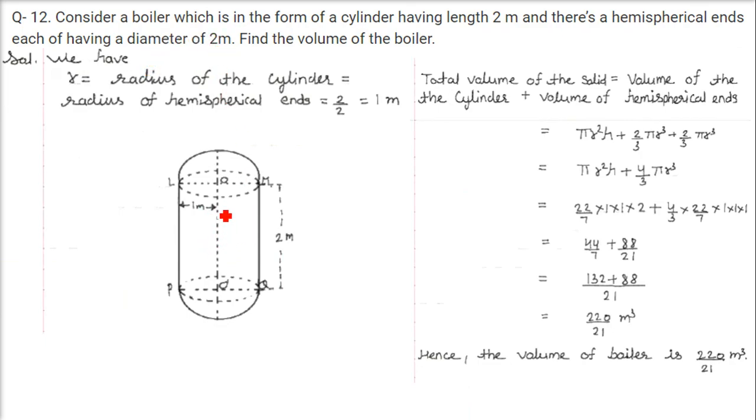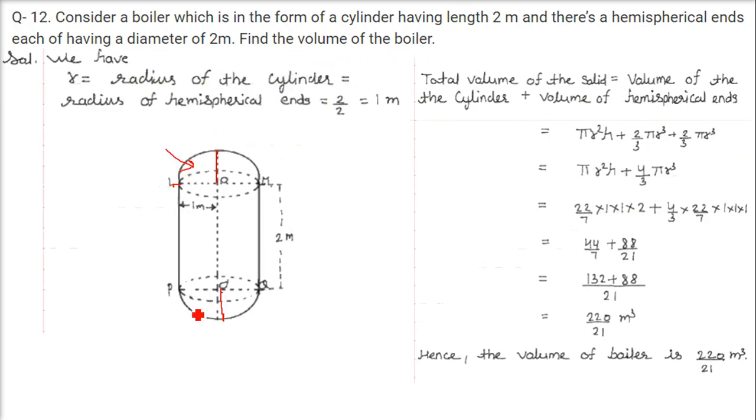Consider a boiler. This boiler is in the form of a cylinder. So we have a cylinder here having the length 2 meter and there is a hemispherical end, each of having diameter 2 meter. This is diameter 2, this is diameter 2, this is 2 meter again. What we have to find is the volume of the boiler.